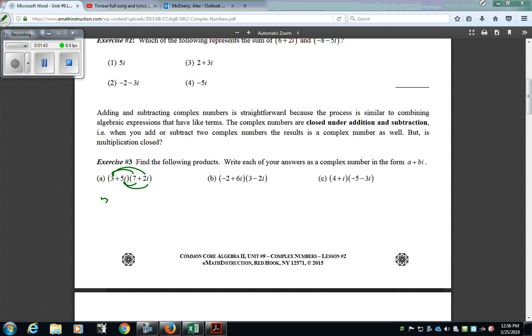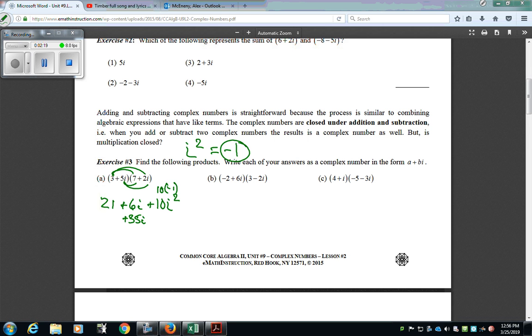So you got 3 and 7 is 21. 3 times 2i is 6i. 5i and 7i would be 35i. And 5i and 2i is going to end up being 10i squared. Now the one thing to look out for, we've talked about this before in the last assignment, i squared is equal to negative 1. So 10i squared is actually going to be 10 times negative 1, which would be negative 10.